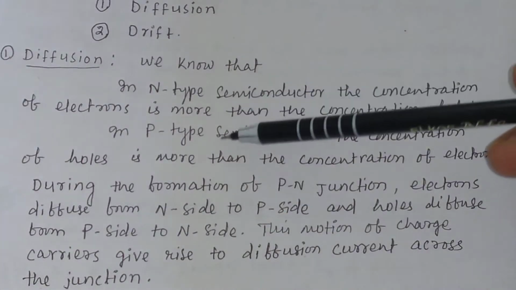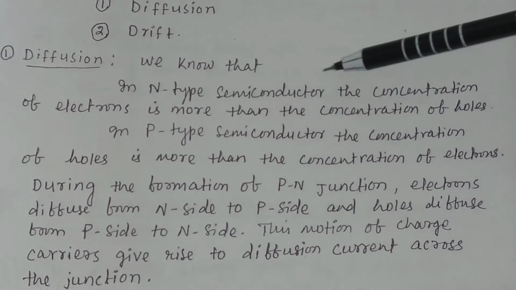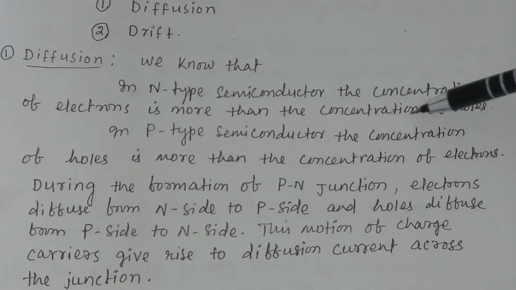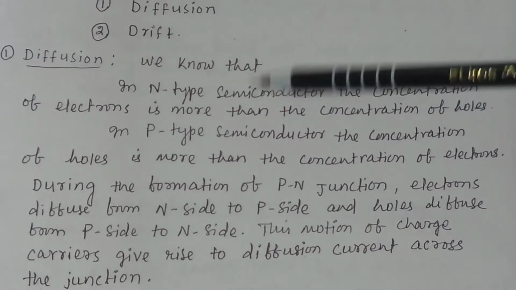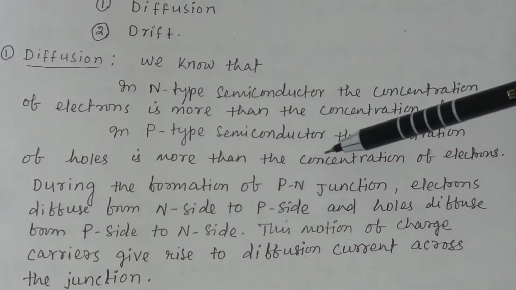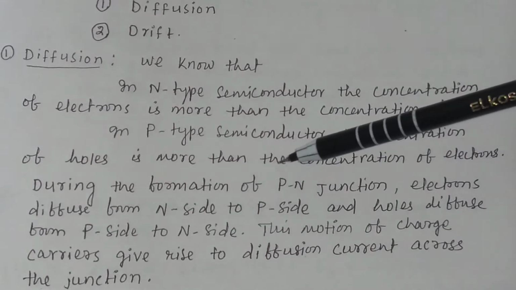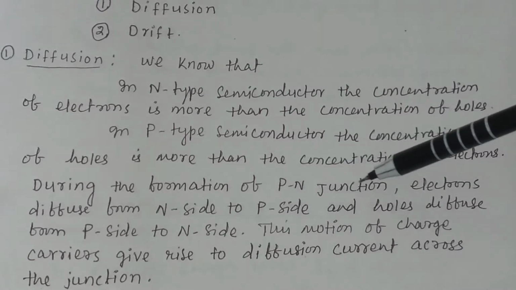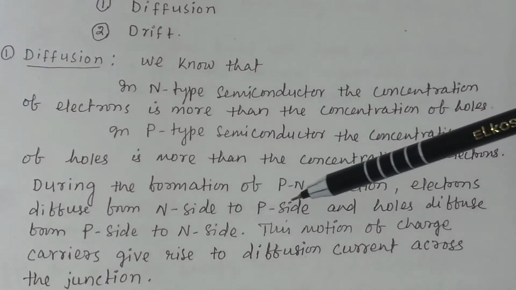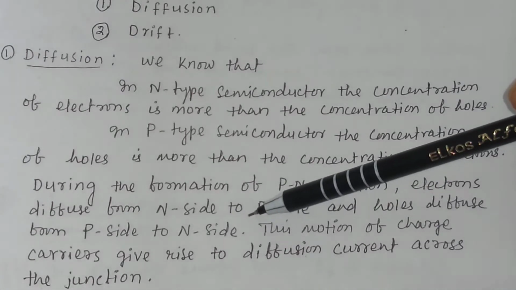First, let us discuss what is a diffusion process. We know that in N-type semiconductor, the concentration of electrons is more than the concentration of holes, and in P-type semiconductor, the concentration of holes is more than the concentration of electrons. So during the formation of the PN junction, electrons diffuse from N side to P side and holes diffuse from P side to N side.